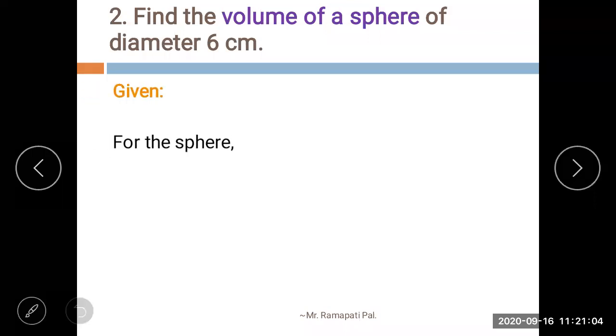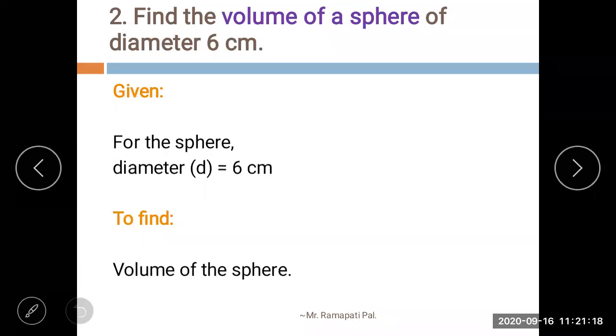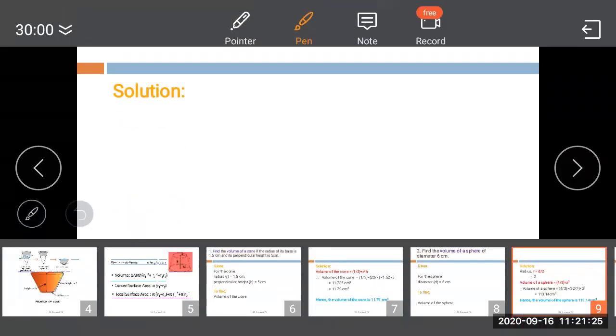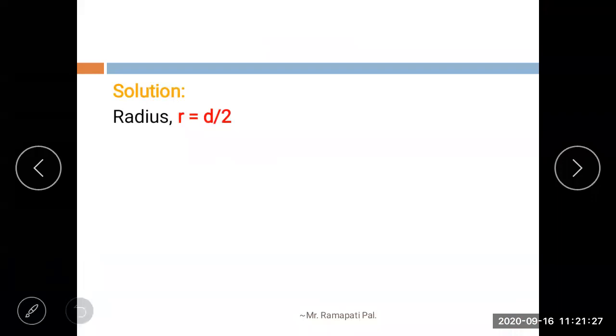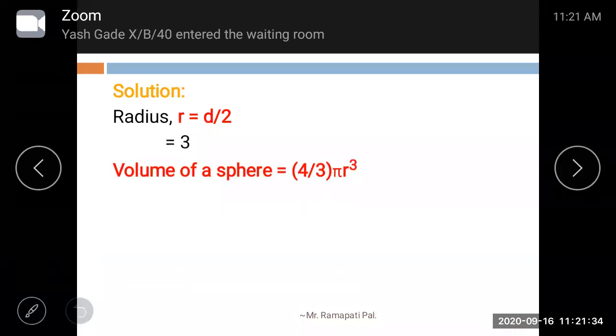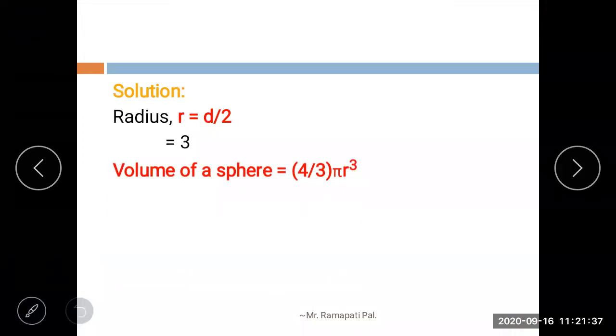Now, first of all, we have to write for the sphere: we know diameter is 6. We have to write given, to find, and then solution. What we have to find? We have to find the volume of the sphere. Then we have to write the formula. Radius is d upon 2, that is 3. Volume of sphere is 4 upon 3 pi r cube.